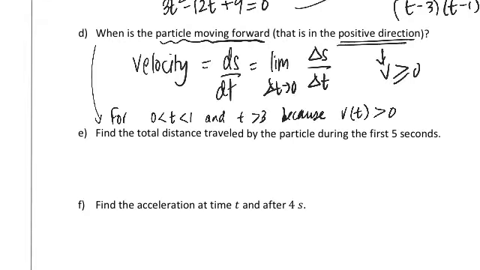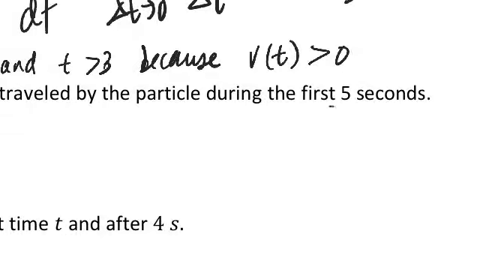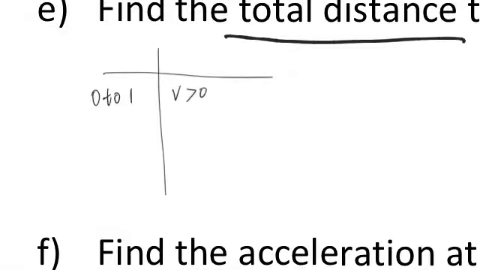Okay, to find the total distance traveled by a particle, we need to separate it into the times when, so we're looking here for the first 5 seconds. So we know that if we look at t is equal to 0 to 1, then the velocity is greater than 0. 1 to 3, velocity is less than 0. 3 to 5, velocity is greater than 0.